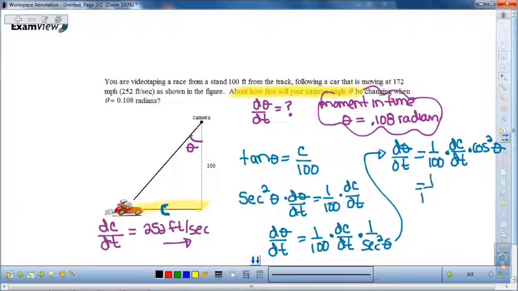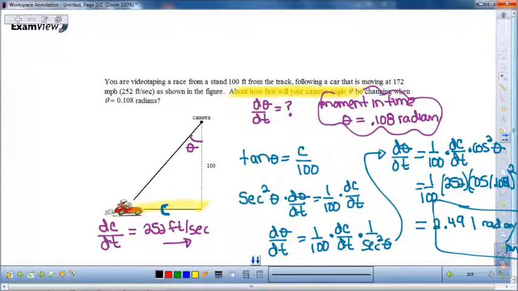Okay, so I'm going to go ahead and substitute my numbers, my moment in time. Use my calculator, 3 decimal places, and I get 2.491 radians per second.